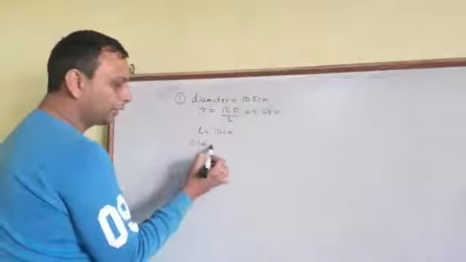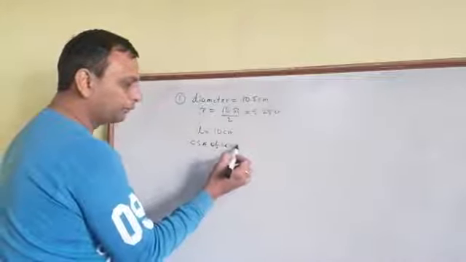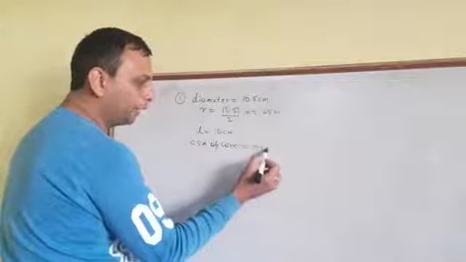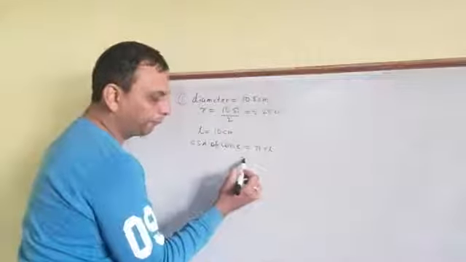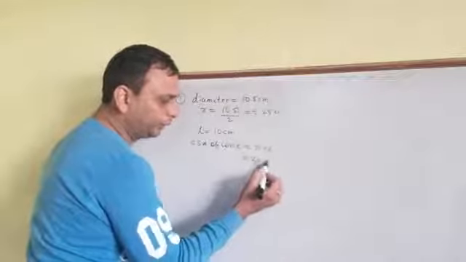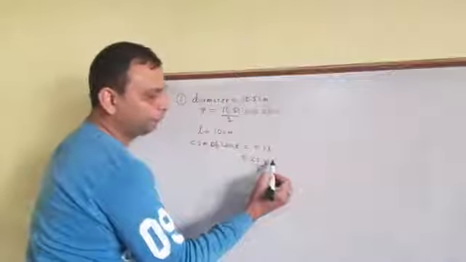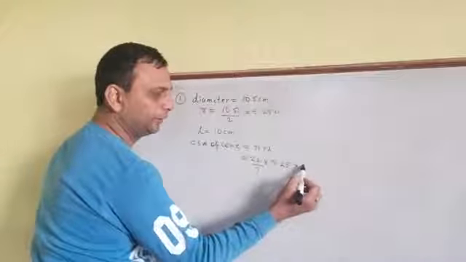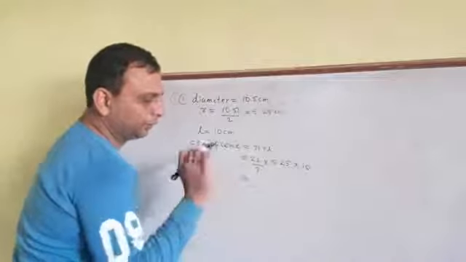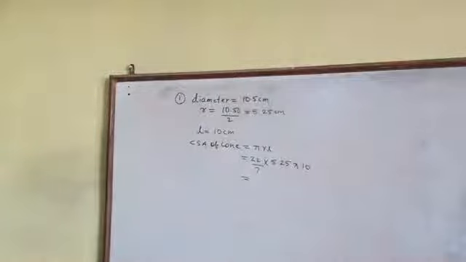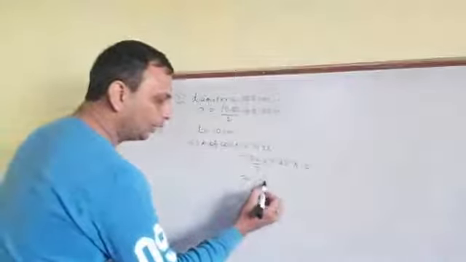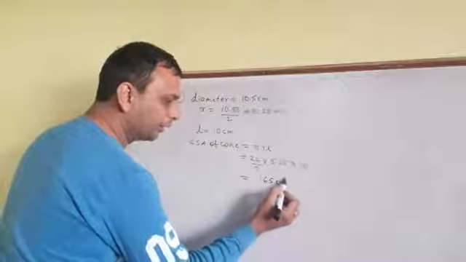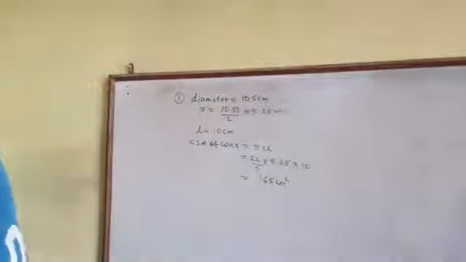So the curved surface area of the cone is pi r l. Pi is 22/7, r is 5.25, l is 10. So this is the formula for the curved surface area of the cone, which is what is asked. So I have put the formula. Now you have to solve it. On solving you will get 165 centimeter square as the answer. This completes question number one.